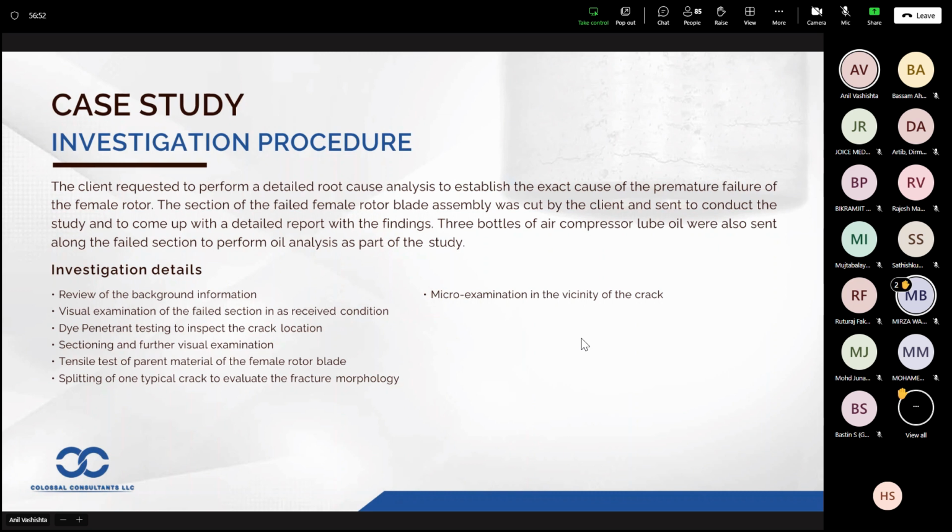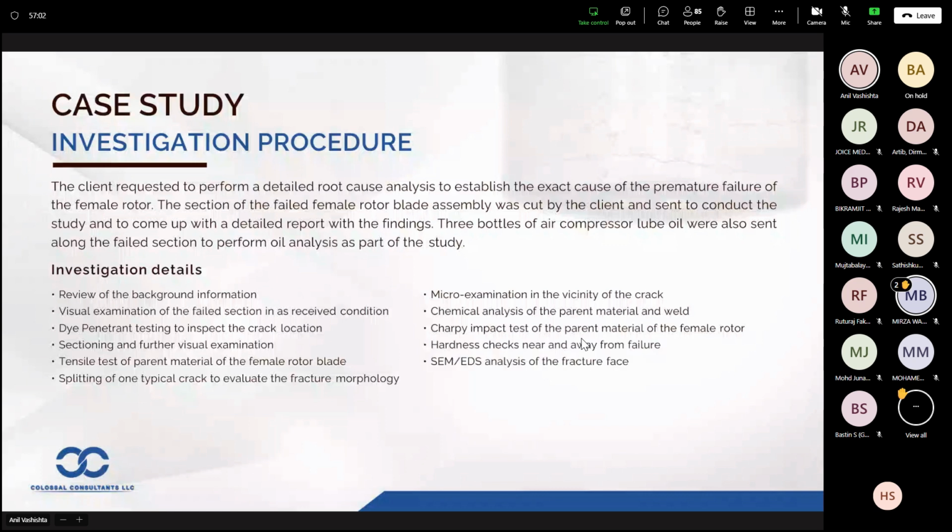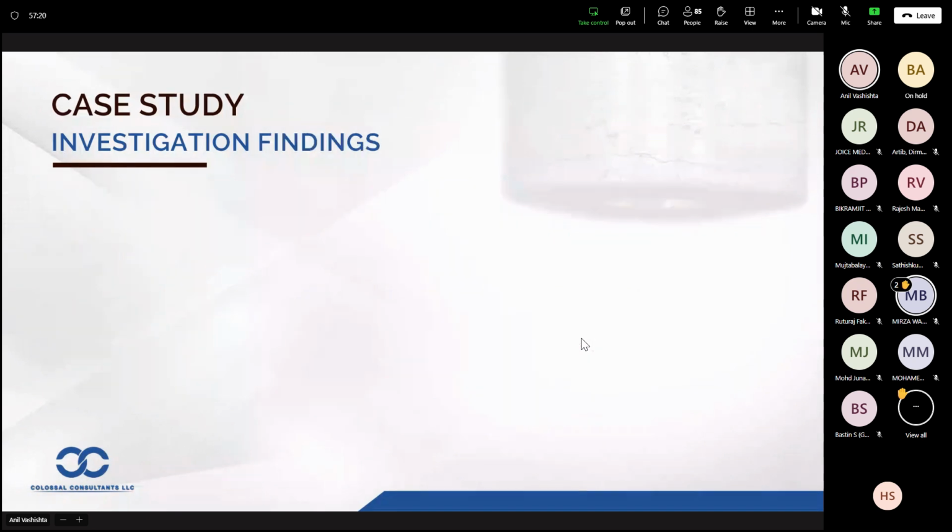Microscopic examination of the vicinity of the cracking was carried out. Chemical analysis of the parent and the welded sections of the rotor was performed. Charpy impact testing was carried out, along with hardness, scanning electron microscopy, and analysis of the oil which was used in the compressor. Finally, after getting all these results, the results were compiled, test results interpretation was carried out, and a conclusion was made.